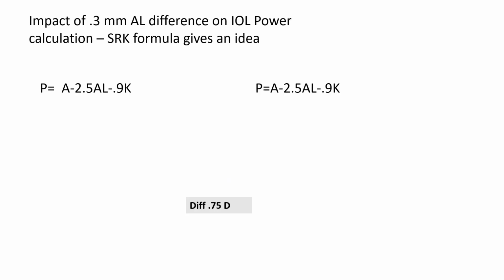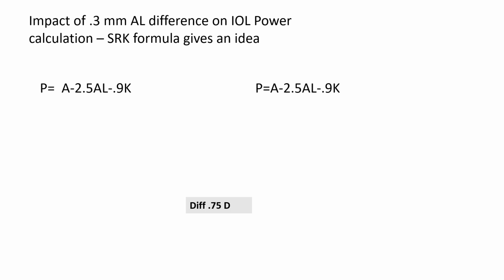Well, in the last slide, we discussed that 0.3 millimeter of error in axial length calculation can lead to almost 1 diopter of a difference in IOL power calculation. Let's work that out in the SRK formula. Well, we know that the SRK formula is no more used today. It's a very old formula. The current version is SRK/T.